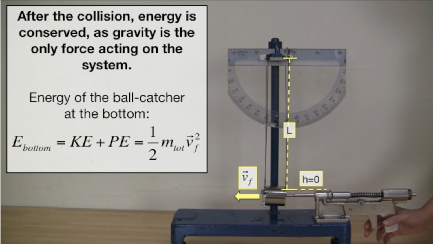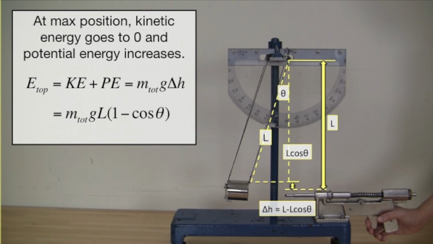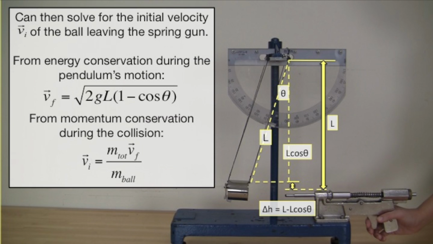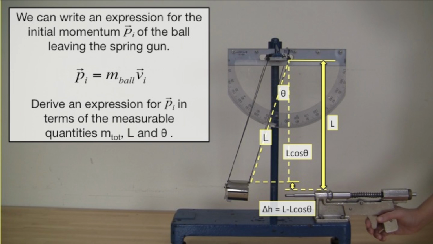After the collision, the energy of the ball-catcher system is conserved. We set the initial height of the catcher to 0, giving us 0 potential energy. The total energy of the ball and catcher at this point is just the kinetic energy. At the pendulum's turning point, all the kinetic energy has been converted into potential energy. We can then write the change in height in terms of the length of the string and the maximum angle theta. As the energy is conserved, we set the energy at these 2 points to be equal. We can then obtain an expression for the velocity of the ball and catcher just after the collision. We can then solve for the velocity of the ball as it's leaving the spring gun in terms of the measurable quantities L, theta, and the masses of the ball and catcher. The initial momentum of the ball is then just the velocity times the ball's mass.